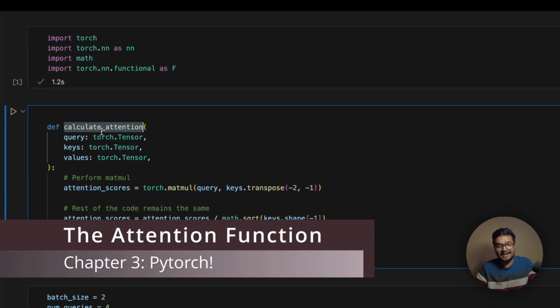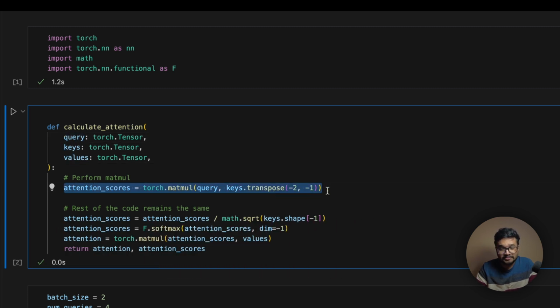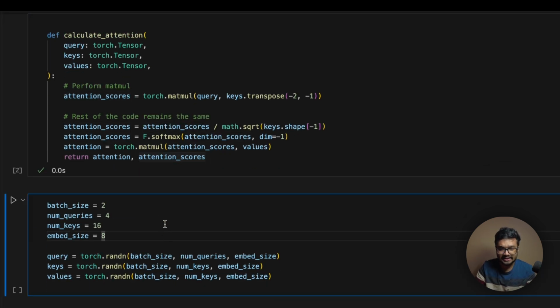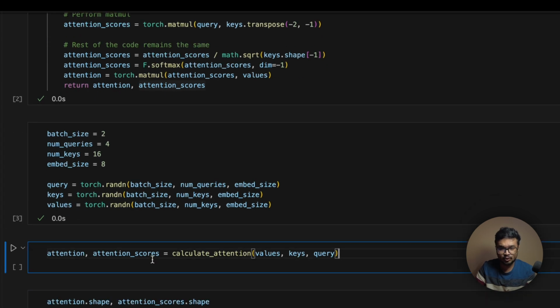Basically, we have this calculate attention function which takes as input the query, the keys, and the values. It performs the initial matrix multiplication between the query and the keys, and then it performs the softmax operation to get the normalized scores, and finally it does another matrix multiplication between the attention scores and the values. Hopefully everything we have discussed so far will make it easy for you to follow what happened here. In the end, it returns the attention embedding, which is basically the aggregated values embeddings, and also the attention scores. And here I've run a simple experiment to show you how it works.